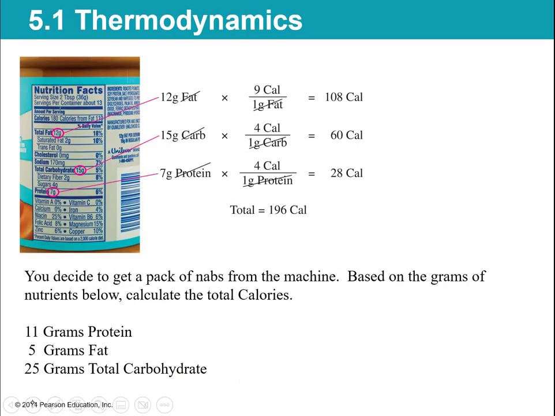All right, so when you look at the nutritional facts, they will tell you total fat, total carbohydrates, and then protein. All you would have to do is fats get multiplied times 9, carbohydrates and proteins get multiplied times 4, and then you just add them up. So it'd be 108 plus 60 plus 28, so I would just add those up, and that's how I got that number.